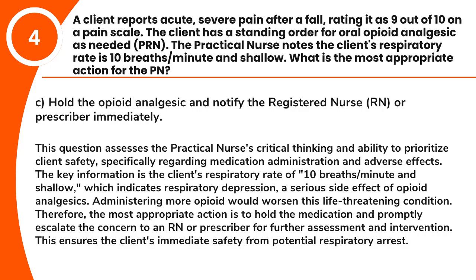Answer: C. Hold the opioid analgesic and notify the registered nurse, RN, or prescriber immediately. This question assesses the practical nurse's critical thinking and ability to prioritize client safety, specifically regarding medication administration and adverse effects. The key information is the client's respiratory rate of 10 breaths/minute and shallow, which indicates respiratory depression, a serious side effect of opioid analgesics.